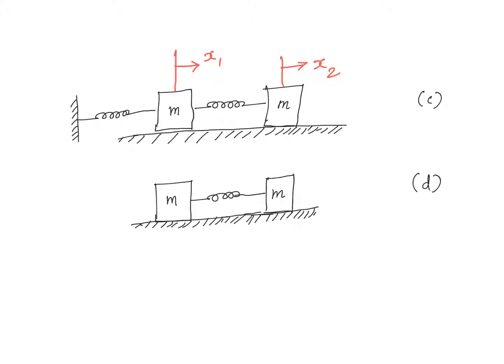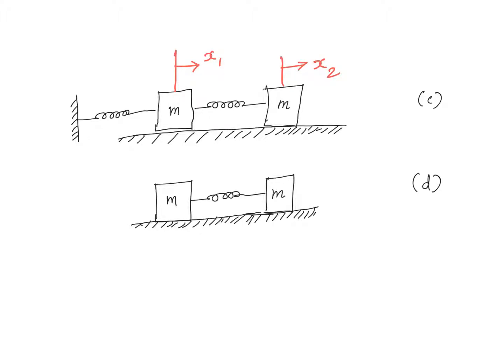But if I know both x1 and x2, it helps me determine the configuration of the system completely. Make sense? So that's why it is a 2 degree of freedom system. In a nutshell, if you know x1 alone, that is not sufficient to completely define the state of the system. You should know both x1 and x2.